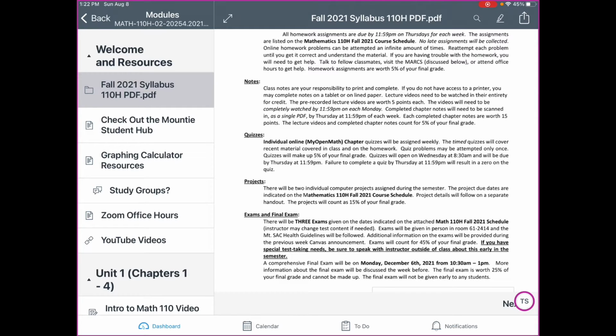With the MyOpenMath problems, the online homework, you are able to reattempt those problems over and over again until you get them correct. With the problems from the textbook, make sure you check the answers in the back of the book to make sure that you got those correct.